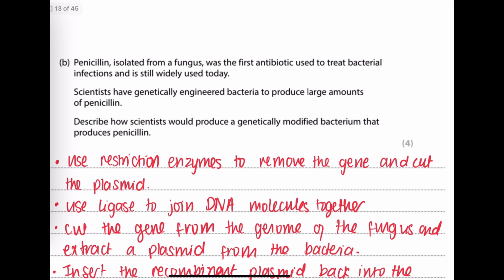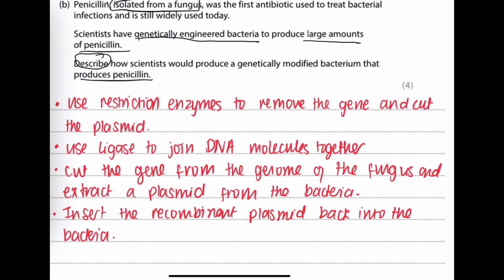So B, penicillin is isolated from a fungus and was the first antibiotic used to treat bacterial infection and is still widely used today. Scientists have genetically engineered bacteria to produce large amounts of penicillin. Describe how the scientists would produce a genetically modified bacteria that produces penicillin. So this is just genetic engineering. We'll go through this really.